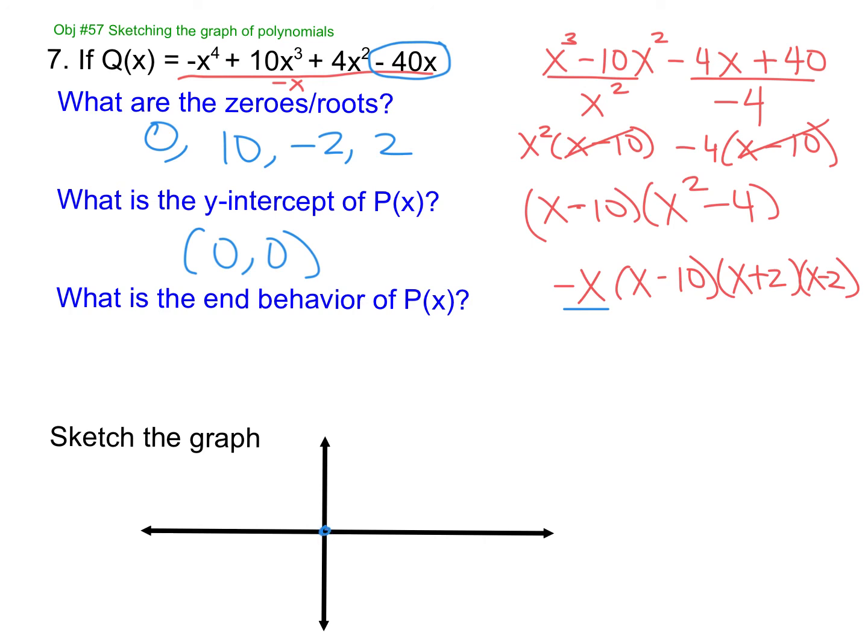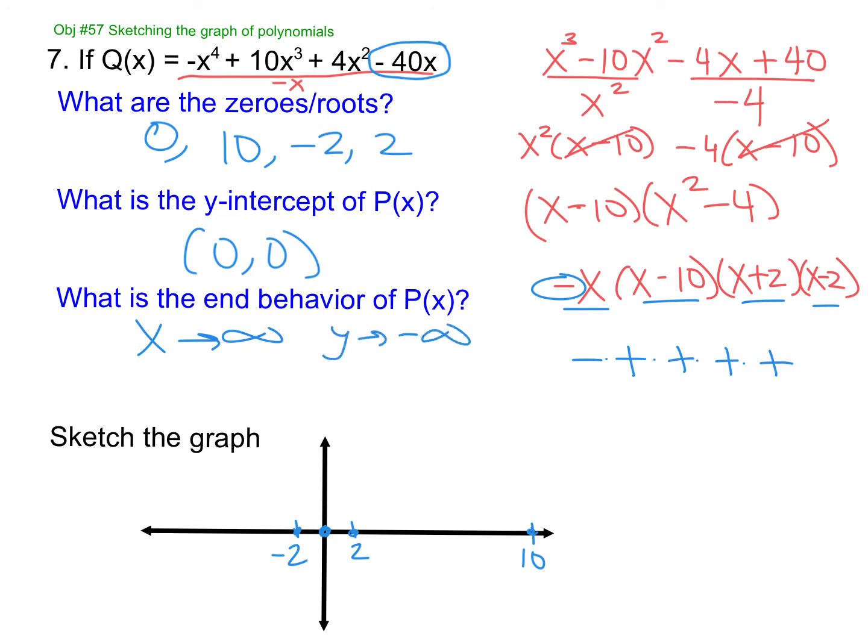All right, so I got 0, I got 10, I got 2, and negative 2. As x goes to infinity, we've got that a negative, and then we've got 1, 2, 3, 4. Remember, that negative is not part of the x. So negative, and then 1, 2, 3, 4. So that gives us a negative. So we're going down on the right, and then that negative, and then again 4 negatives, 1, 2, 3, 4.